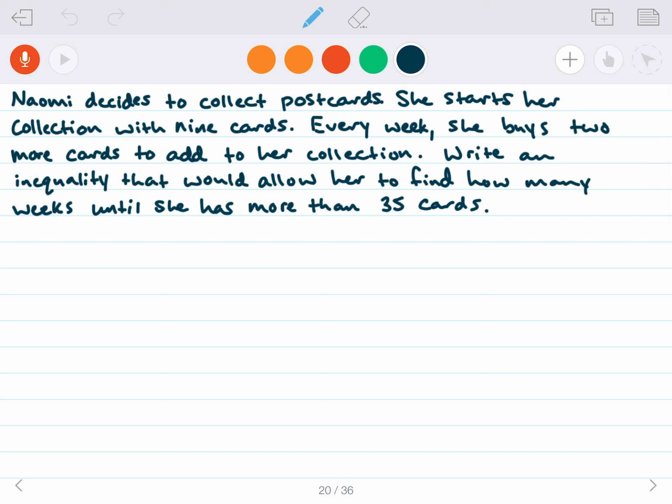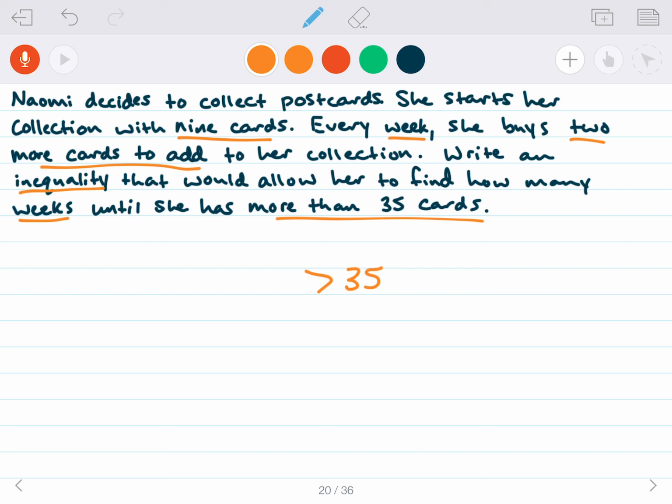Alright, Naomi decides to collect postcards. She starts her collection with 9 cards, and every week she buys 2 more cards to add to her collection. Write an inequality that would allow her to find how many weeks until she has more than 35 cards. So I'm going to start with this more than 35 cards. More than means strictly greater than. And on the left side, we'll include everything else that we're given.